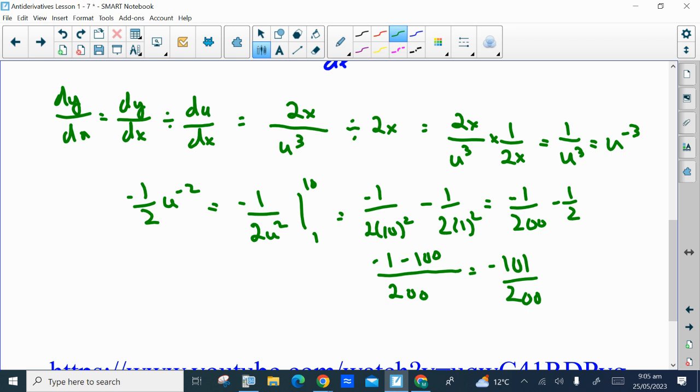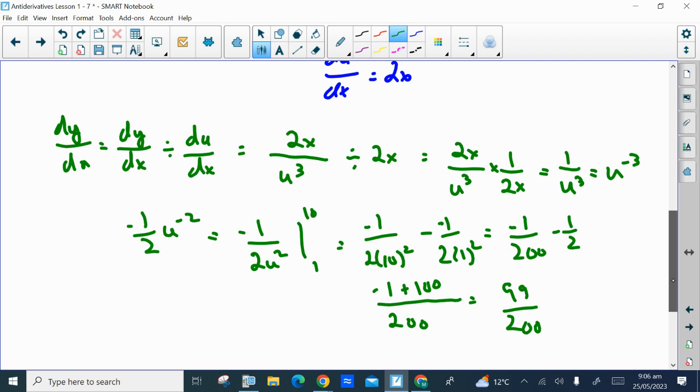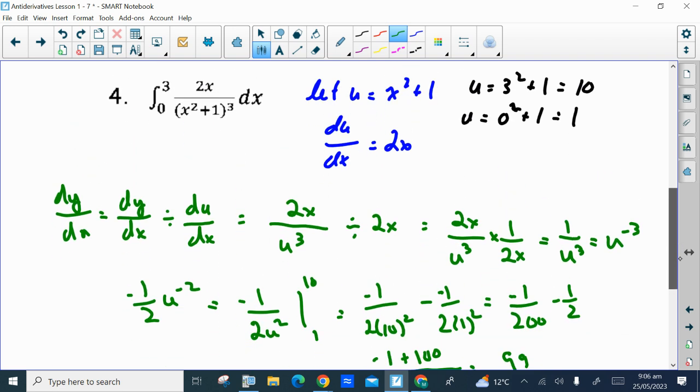Oh, I'm sorry. It's minus minus. So there should be a plus. There's a subtraction there originally, and the original expression is negative as well. So that should be minus minus. So that'll give us 99 over 200, which again we can check.